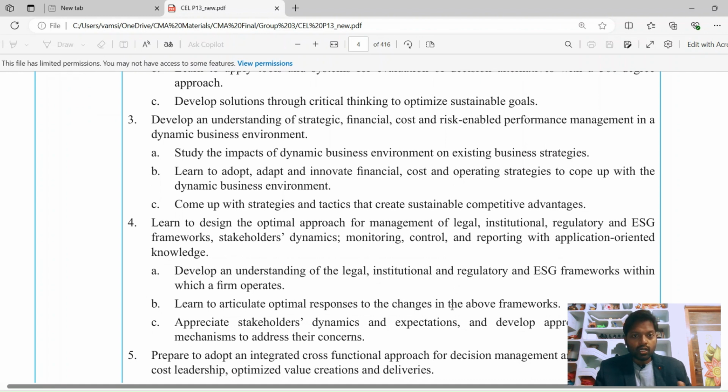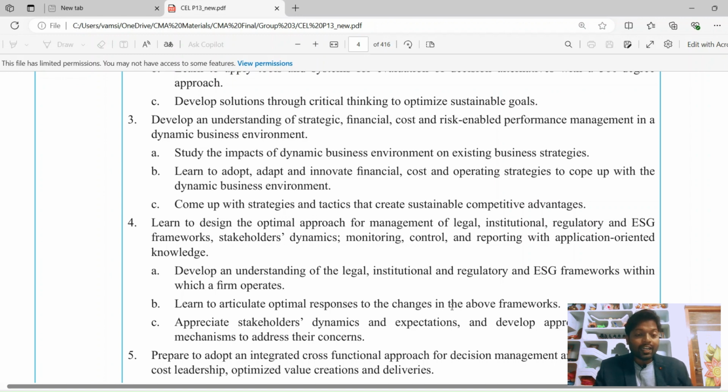So students are supposed to develop strategic, financial, cost and risk enabled performance management in a dynamic business environment. A. Study the impacts of dynamic business environment on existing business strategies. Learn to adapt and innovate financial, cost and operating strategies to cope up with the dynamic business environment. Come up with the strategies and tactics that create sustainable competitive advantages.